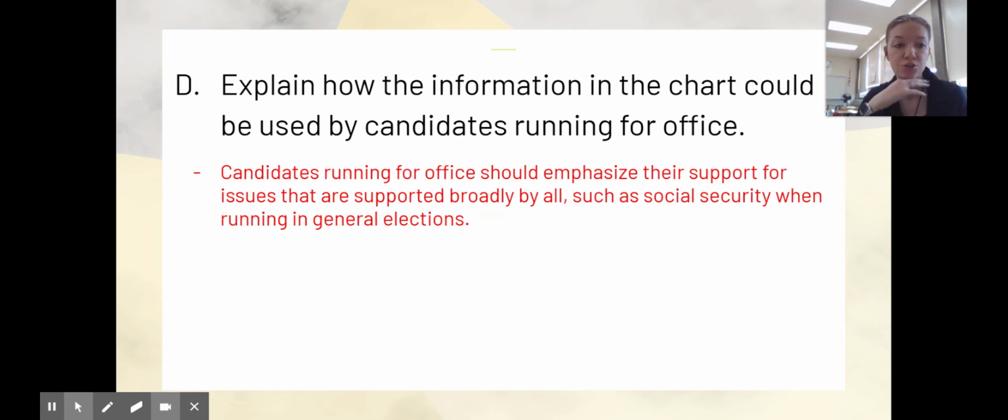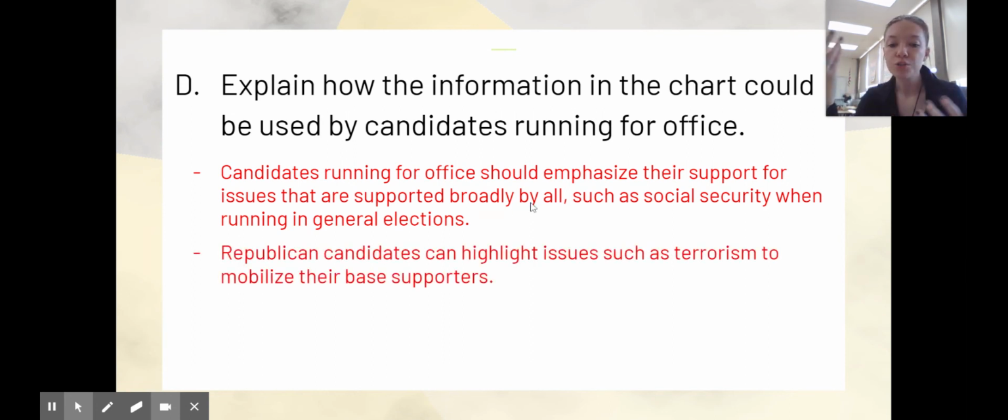You're making a connection. Now, you could also say something like, Republican candidates can highlight issues such as terrorism to mobilize their base supporters, right? Because we talked about the Republican, or conservative, ideology tending to favor national defense and the war on terror as a big threat. So you would say they're going to highlight these issues, talk about terrorism, because that will help them appeal to the broad base of Republican voters.